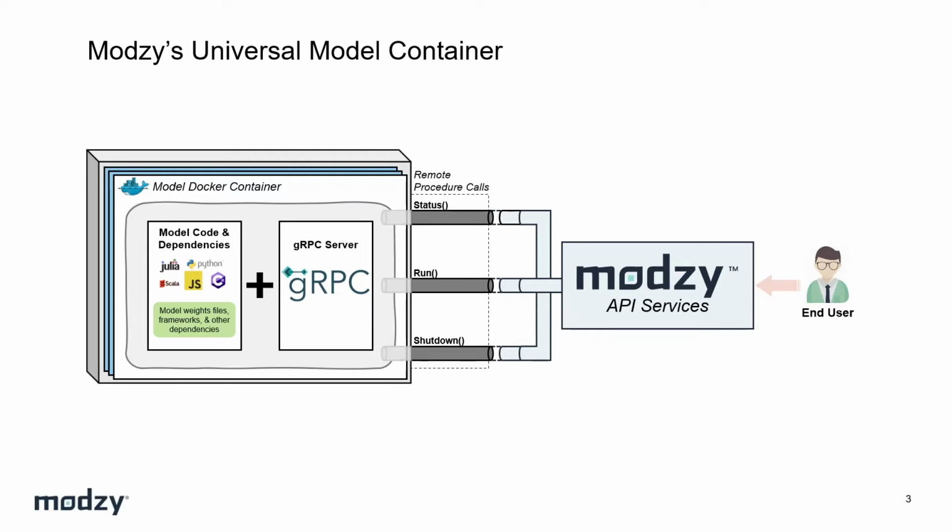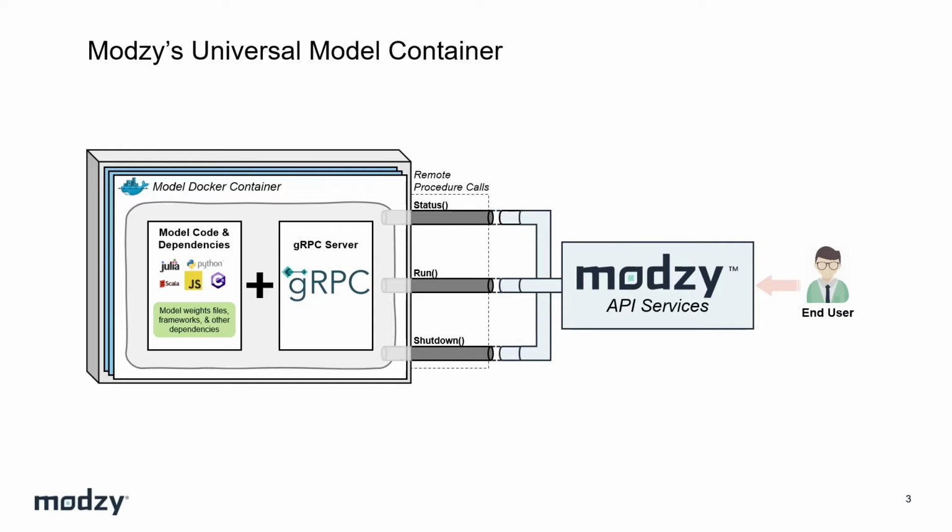And then this container also must have some sort of web server that can respond to calls that will come from our API services. We do support both REST and gRPC protocols, but today we will be using our gRPC template. So in this case, you see 3 remote procedure calls that this container must be able to respond to: the status, run, and shutdown calls that we'll learn about in much more detail later.